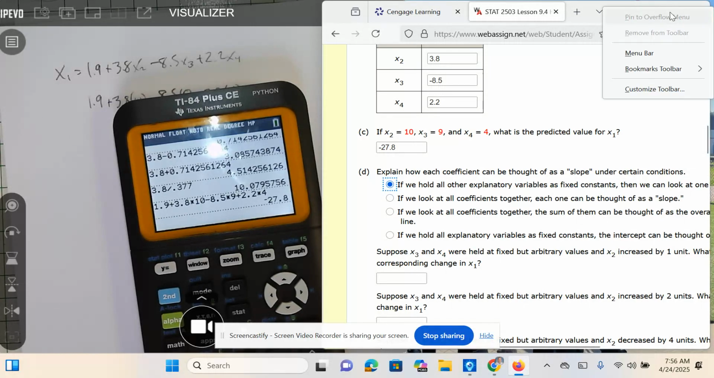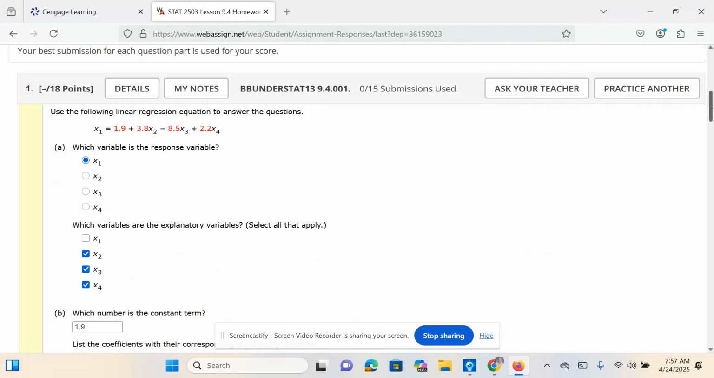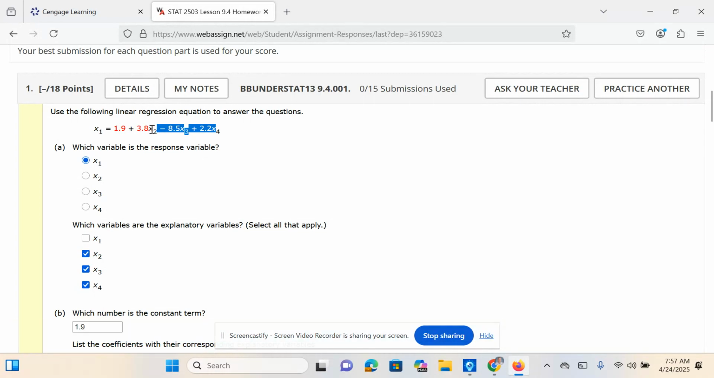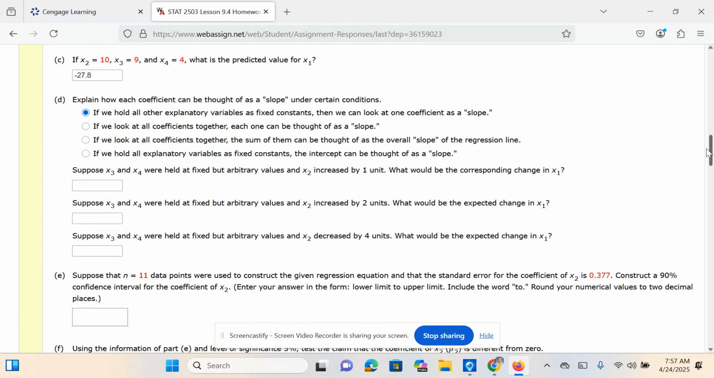I need to go full screen on this so we can see the full thing. Suppose x3 and x4 were held fixed, but x2 increased by 1 unit. What would be the corresponding change in x1? If x3 and x4 were held the same, not changing, what would be the change if this increased by 1 unit? Basically, it's 1 times the slope of 3.8. So 1 times 3.8 is 3.8, because you're going up by 1 unit times this coefficient. So it'd be 3.8.